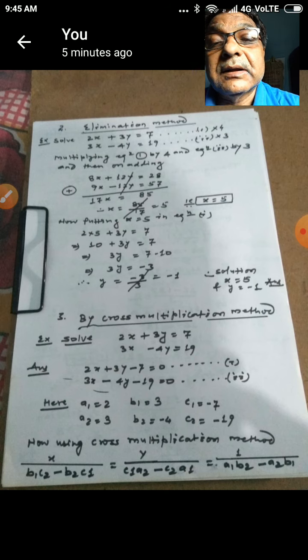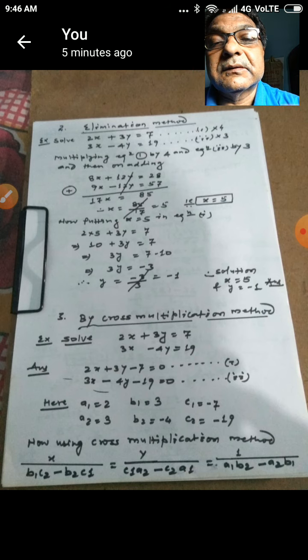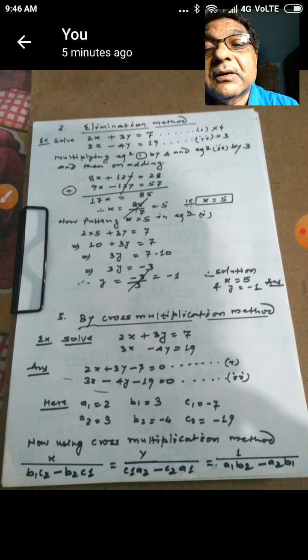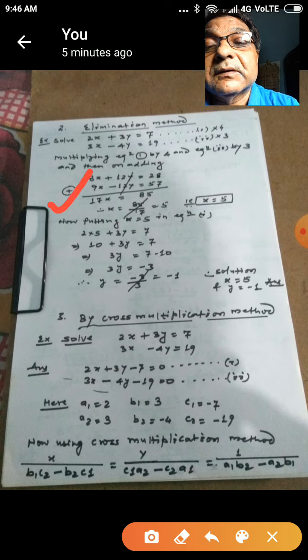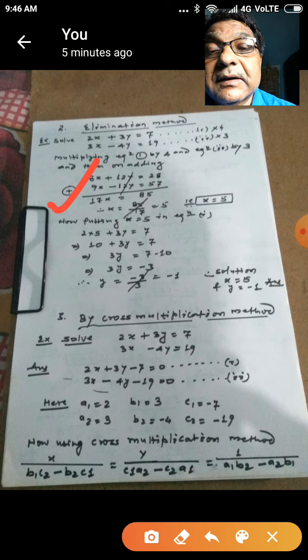So the LCM of these two coefficients will be 12, and at 12 these two will be equal. That is why we have multiplied equation 1 by 4 and equation 2 by 3. Now we have the equations 8x plus 12y equal to 28, and the next equation is 9x minus 12y equal to 57.